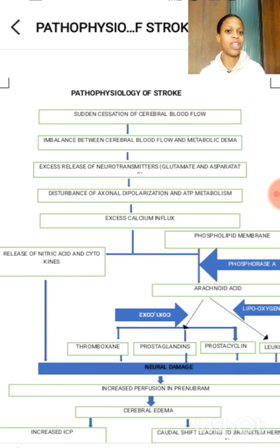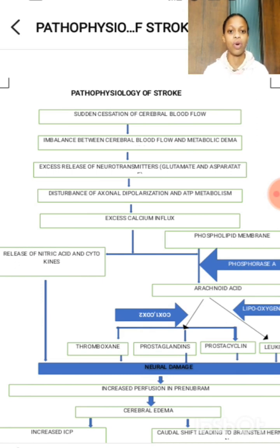First of all, let's start by understanding what stroke is. In few words, stroke is sudden cessation of blood supply to the brain that leads to neuron damage, and this leads to neurological symptoms later. And let's go to pathophysiology of stroke.